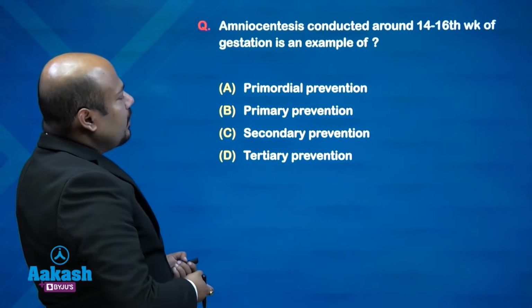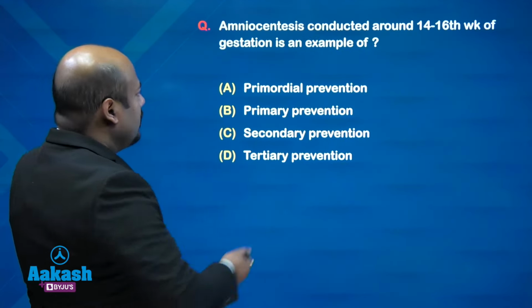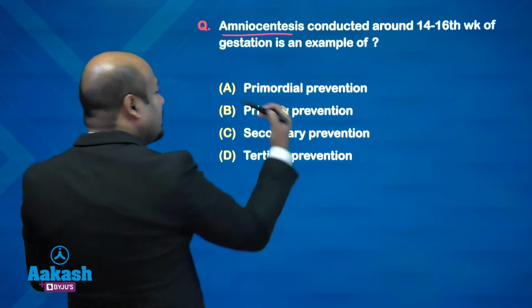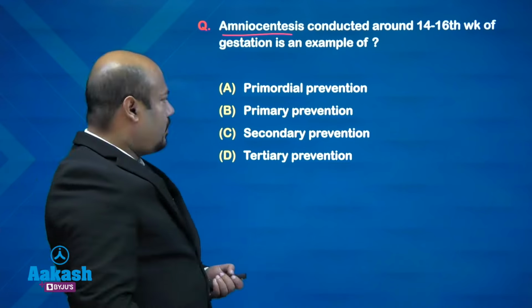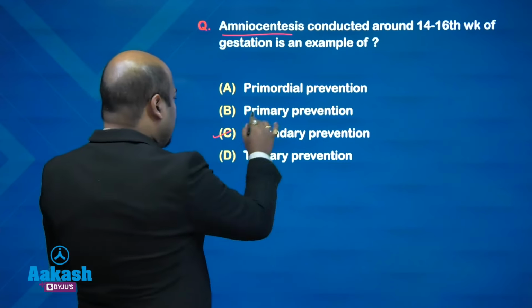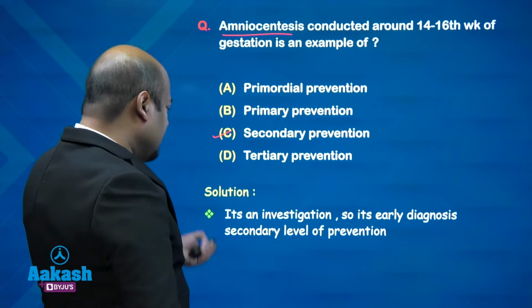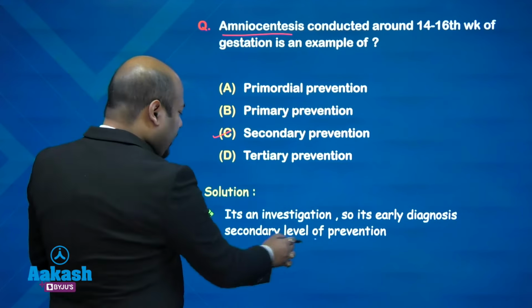Amniocentesis conducted around 14th to 16th week of gestation, example of? So this is what? Basically one investigation to see if there is any sort of fetal chromosomal anomaly, okay? So this will be what? This will be secondary prevention. So it's an investigation, so it's early diagnosis, secondary level of prevention.